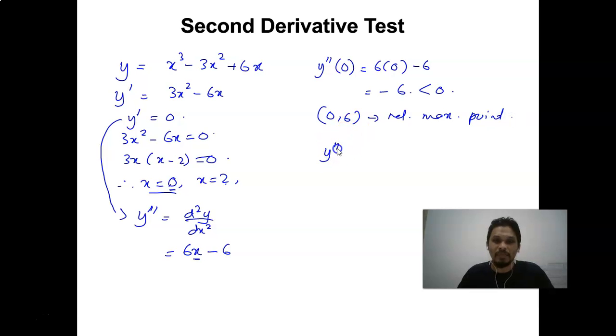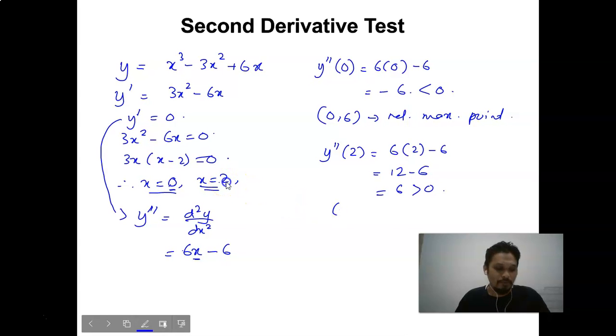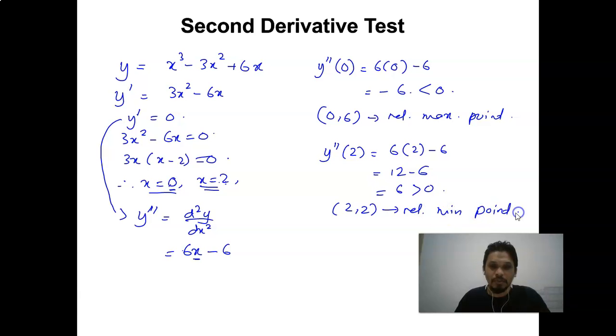Okay, and then y double prime at x equals 2. These values of x, 0 and 2, from y prime equals 0, we substitute into the second derivative. At 2 we have 6 times 2 minus 6, 12 minus 6 equals 6, which is greater than 0. So we come up with the conclusion that the point with coordinate x equals 2 is a relative minimum point.